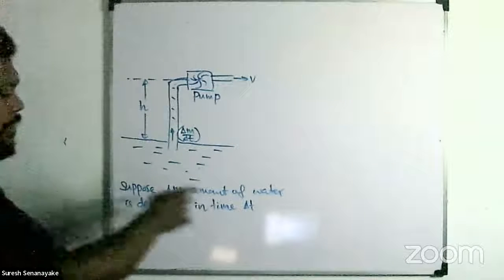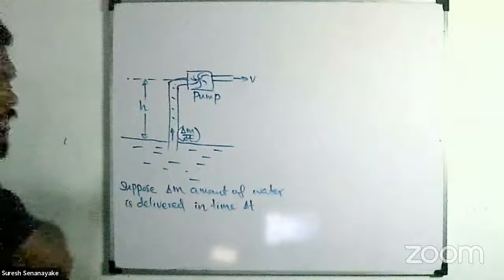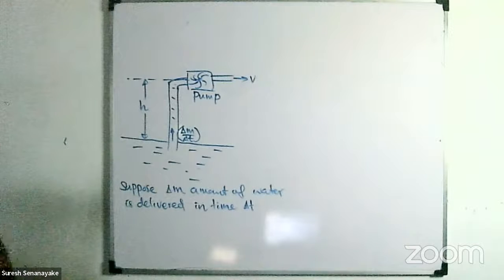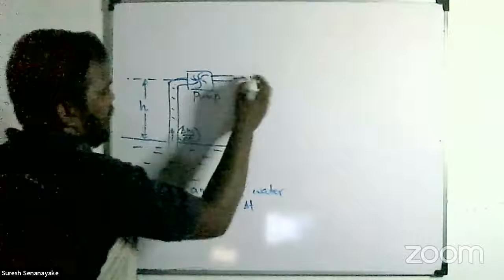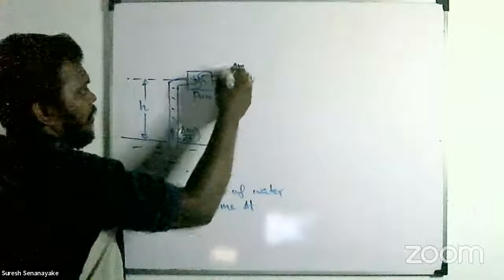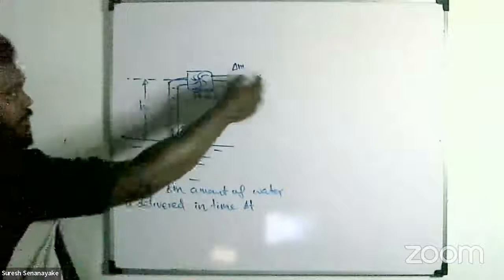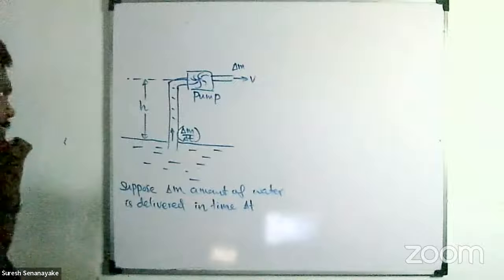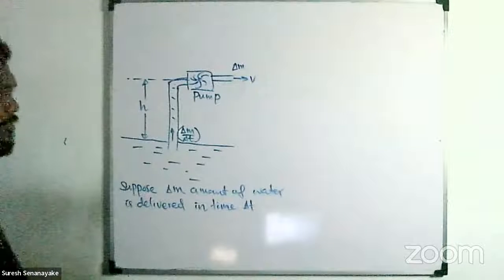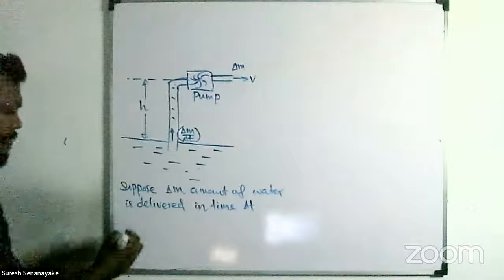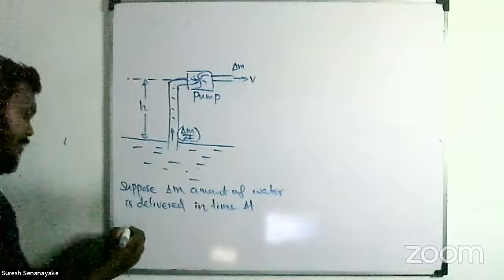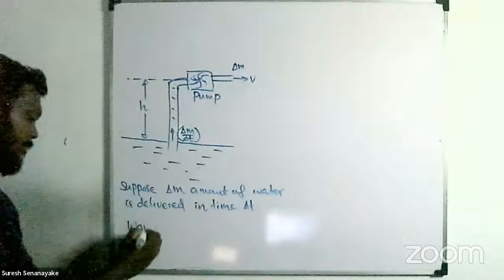Right, suppose delta m amount of water is delivered in time delta t. That is, delta m amount of water is ejected out in time delta t with the velocity v. So then the total work done in this system, that's the work done.